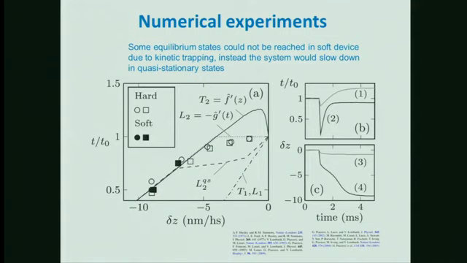So in a hard device, this type of stochastic modeling can allow you to reproduce equilibrium curves at the time scale of experiment, while in a soft device where collective behavior prevails, we are not reaching the expected equilibrium state, but we are getting stuck in some other states, which one can call quasi-stationary states. And in fact, those are kind of glassy states.